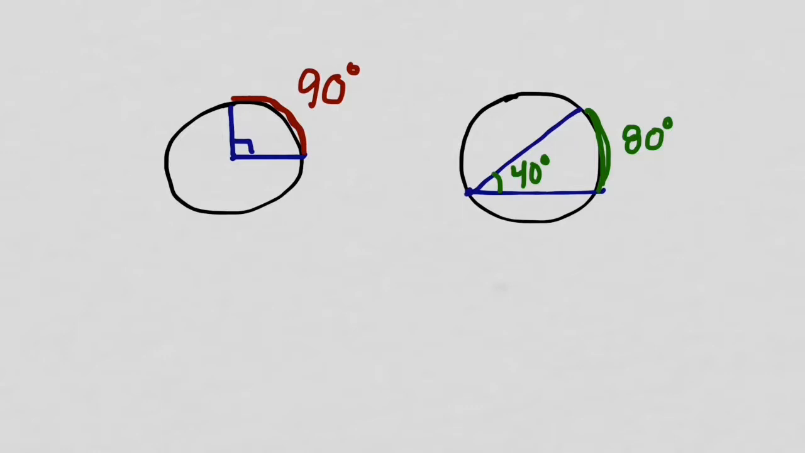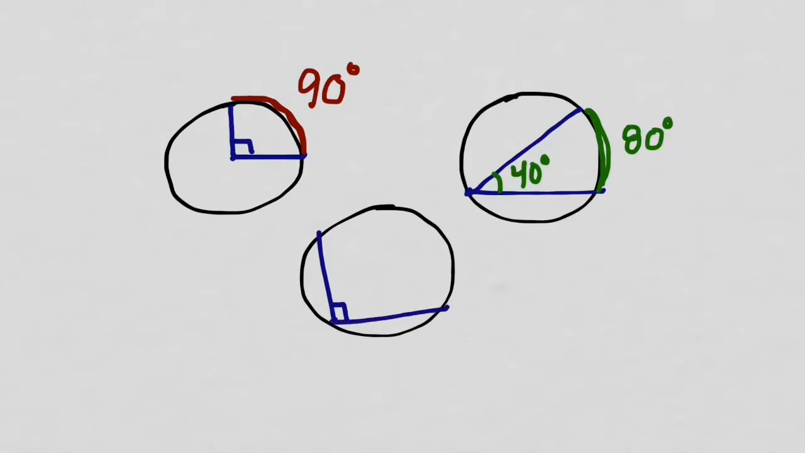This leads to one of my favorite facts about circles. If there's an inscribed angle that is a right angle, the other 2 points are on opposite sides of the circle, and a diameter connects them.